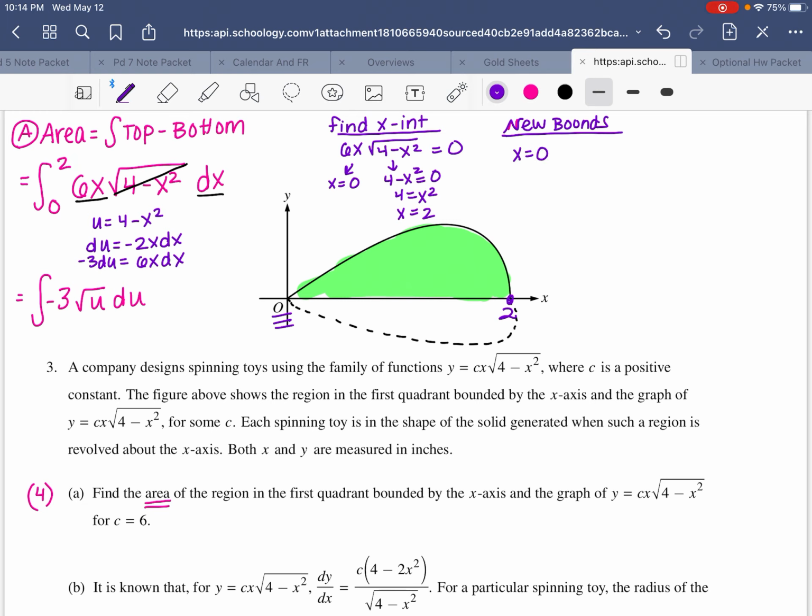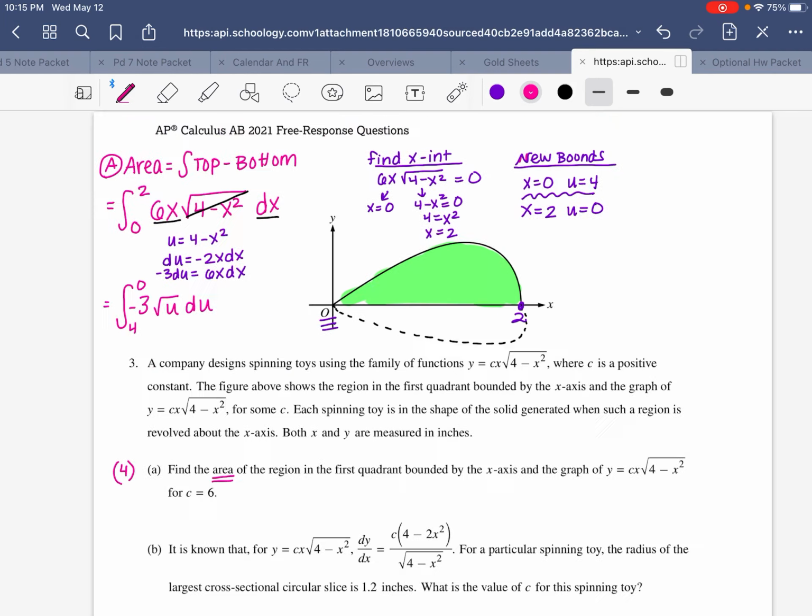My old lower bound was x equals 0. My new lower bound is going to be u equals, and I'm going to go into this function of u, 4 minus 0, or 4. So my new lower bound is the number 4. My old upper bound was 2. If I need to see what u is, 4 minus 2 squared is 0. So my new upper bound is 0.